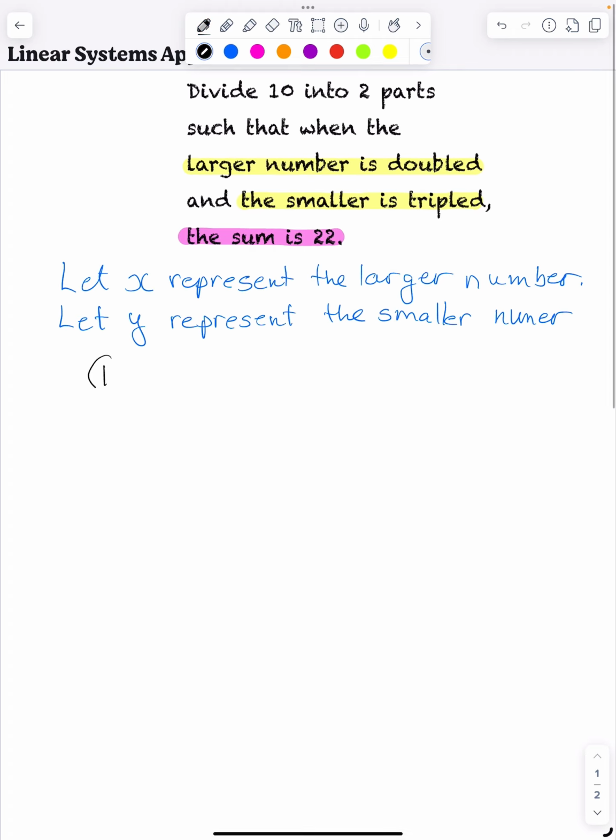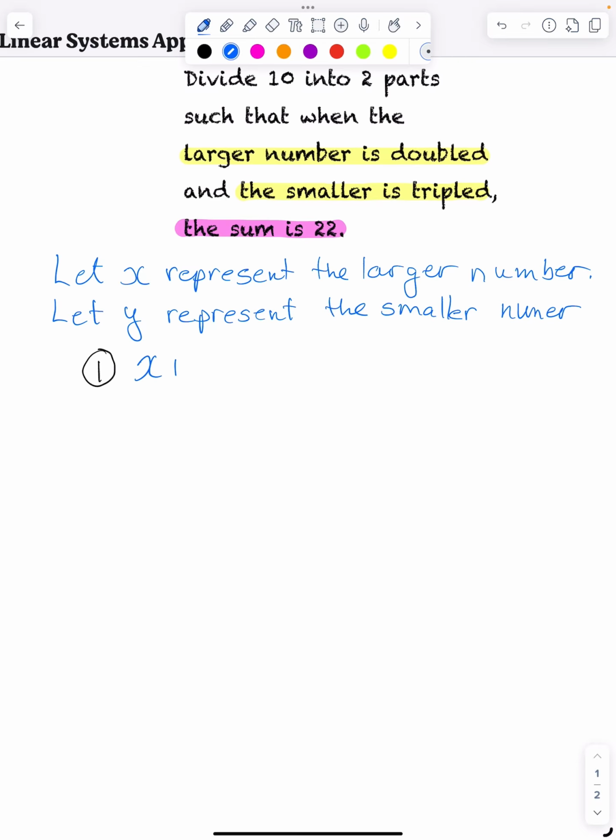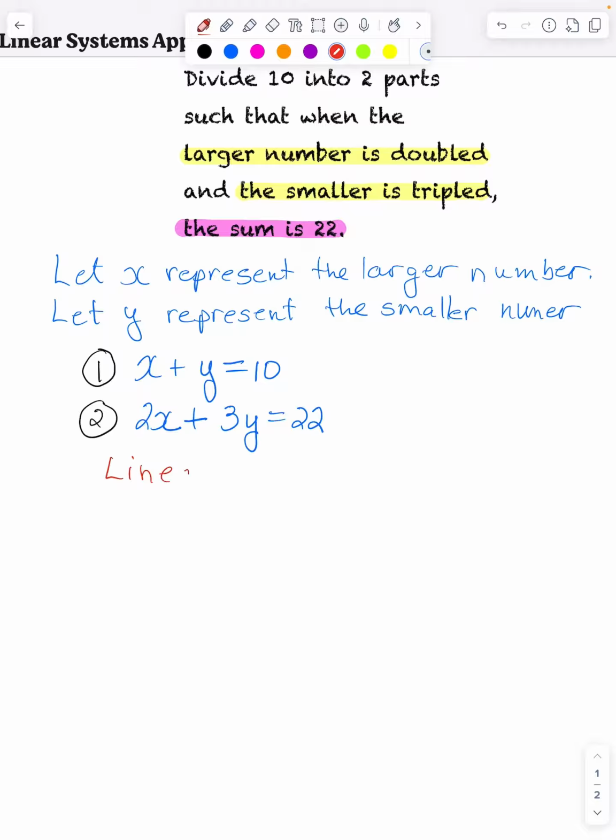The first equation is going to come from dividing 10 into two parts, which is going to give us x plus y equals 10. And the second equation is going to come from the larger number is doubled. So that means I'm going to take 2x. The smaller number is tripled, which means I'm going to have 3y. And the sum means I'm going to add them together is 22. So here is our linear system. This is a linear system with two equations and two unknowns.